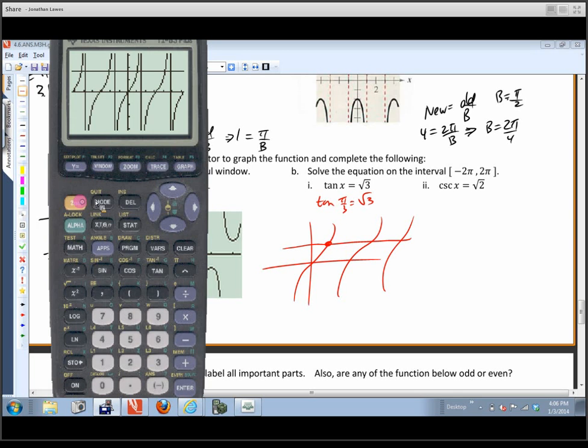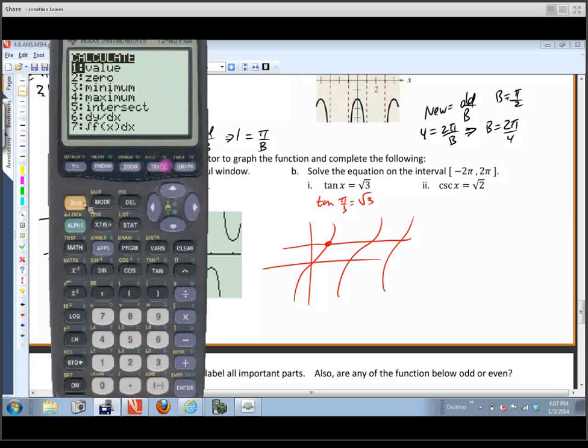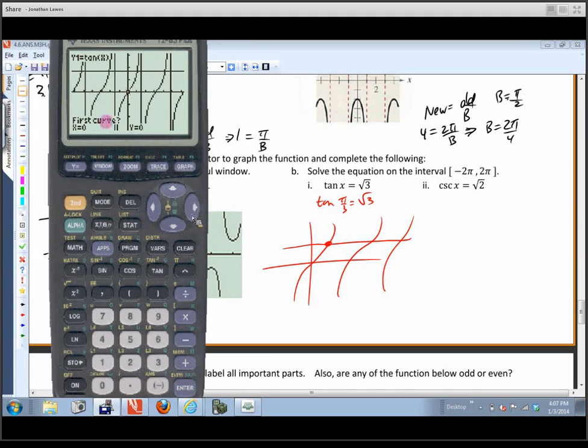I'm going to hit calculate. So that's second trace. And we're going to find the intersection point. Okay, so we're going to hit intersect. And then it says, is the first curve the tangent of x? And to say yes, I just hit enter. Is the second curve the square root of 3? And to say yes, I hit enter. And then it says, take a guess.